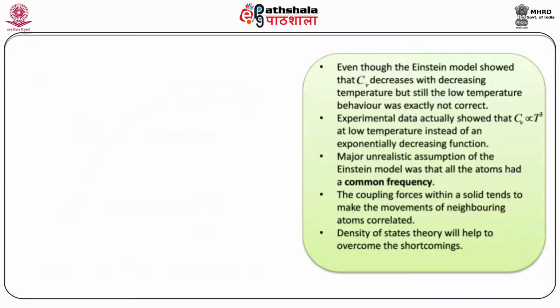One of the major unrealistic assumptions of the Einstein model was that all the atoms had a common frequency, which is not true, because different atoms are in a different environment and certainly cannot have the same frequency. The coupling forces within a solid make the movement of neighboring atoms correlated. And when we do not take all the atoms as having a common frequency, then we have to take the help of the density of states. The density of states theory will help to overcome the shortcomings of the Einstein model, which we will describe in detail in the next module.